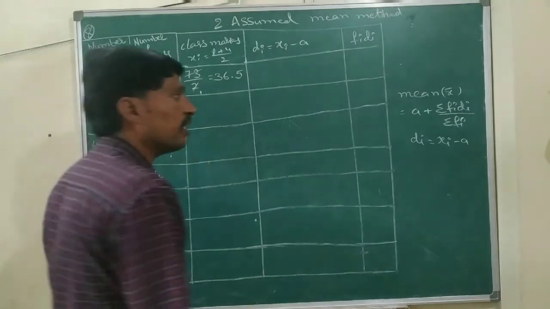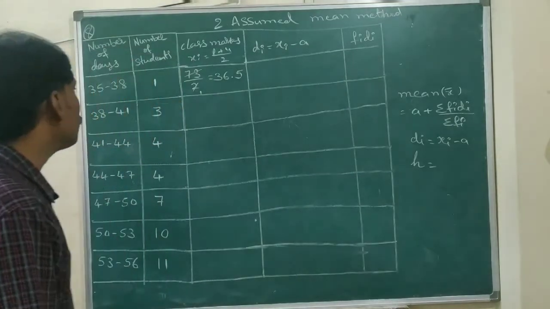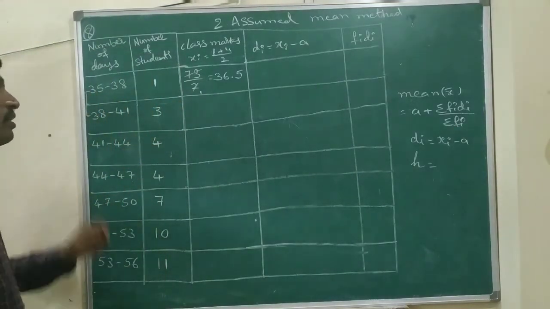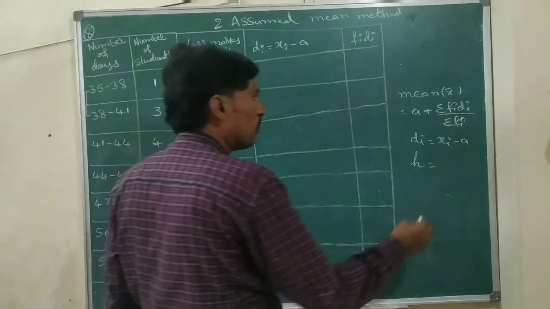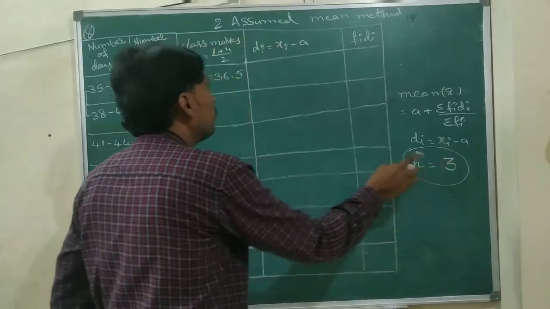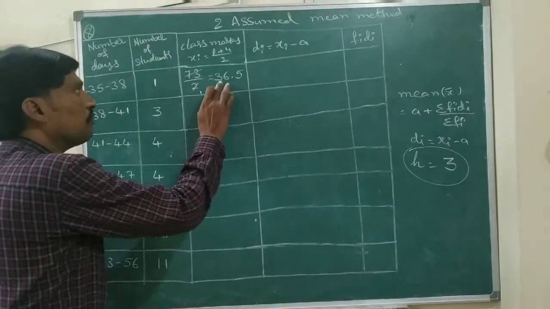Now we can find the value of h, the height of the class. We take the difference between any two successive class intervals. 38 minus 35 is 3. So the h value we got is 3.